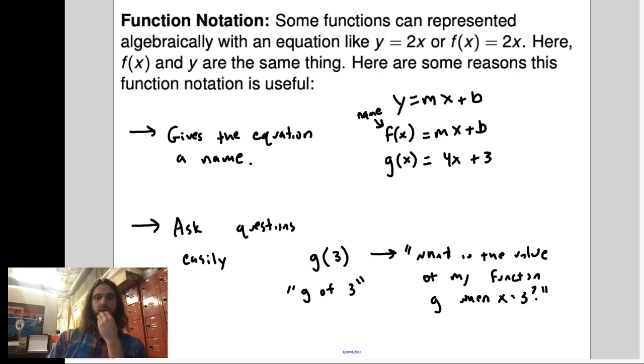I've been on this slide for too long. It's time to keep moving. So we can ask these questions and we can do these quick calculations. So we're going to have some practice with function notation now. Let's take a look.